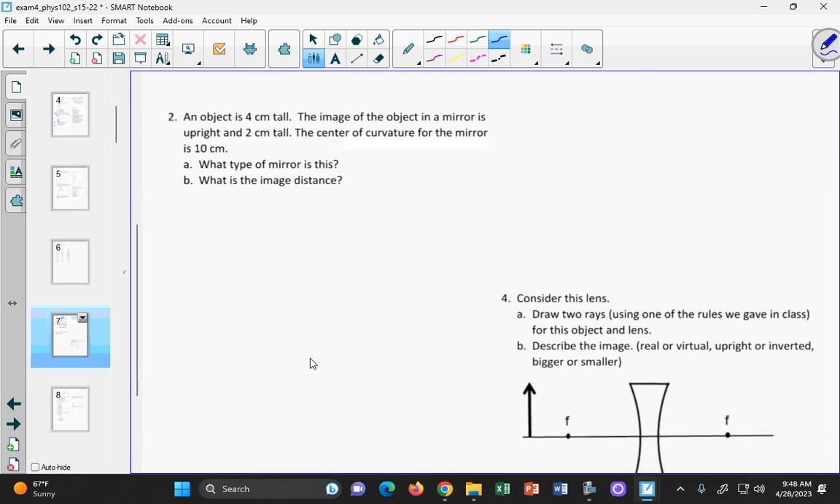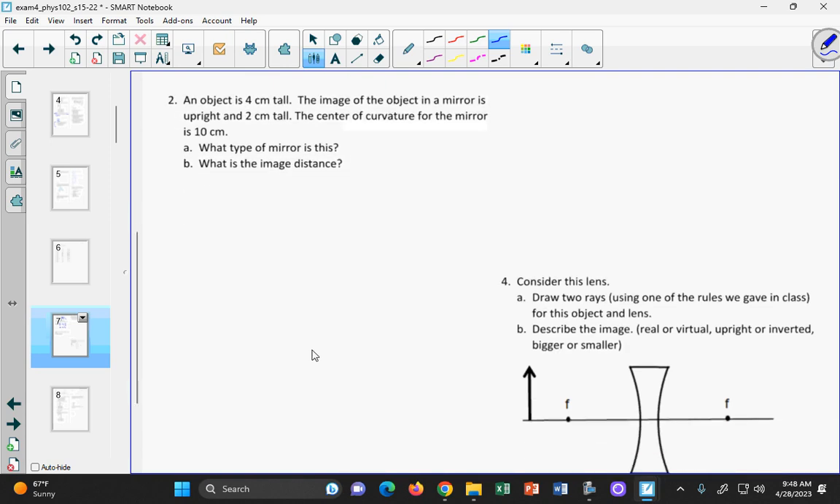Let's just look at this one. I'm not going to work through the whole system of equations, but let's just look at this. The object is 4 centimeters tall. The image is 2 centimeters tall, and it's upright. That means it's virtual. What kind of mirror is this? It's a convex mirror, and I know that because it's smaller and it's upright. So that means it's virtual also. So this is a convex mirror, and then I say that the focal length is -5, the magnification is 1/2, and I do that system of equations just like we did before.